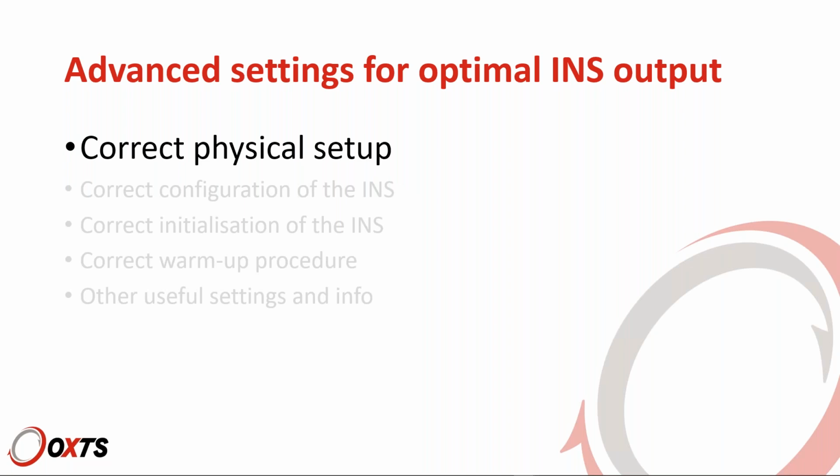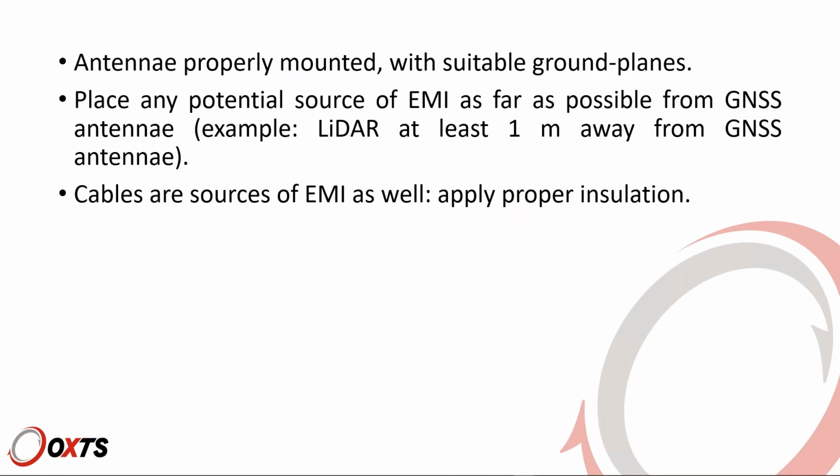The physical setup. First of all, you need to have your antennas properly mounted. That is with suitable ground planes, suitable protection from multipath, and possibly without anything else above the level of antennas. In short, you don't want anything to get in the way of the GNSS signal.